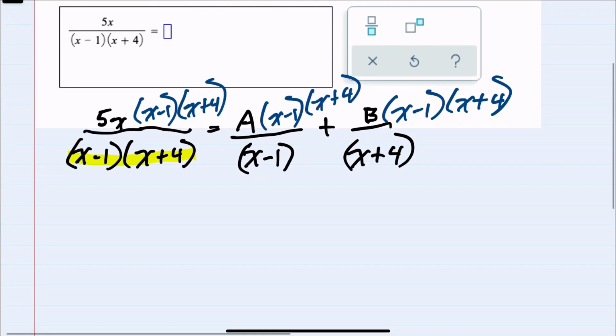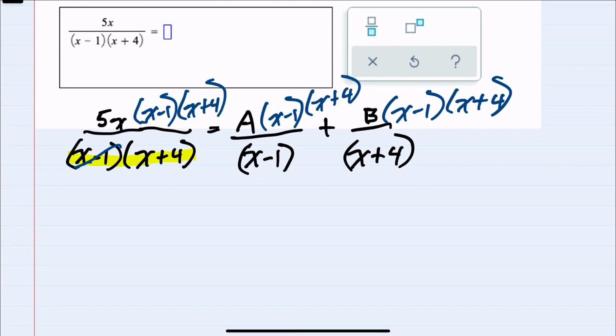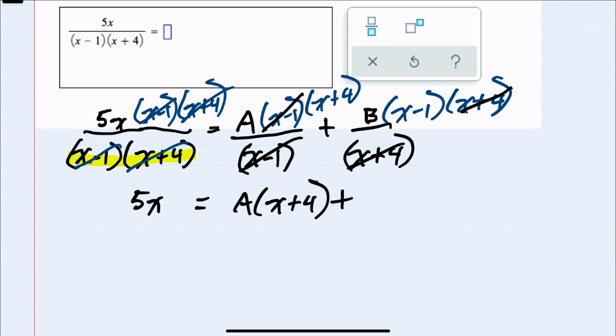And from here, all of these fractions will cancel, leaving me with just 5x on the left-hand side. And on the right-hand side, we also have the x minus 1's cancel, leaving me a times x plus 4. And then the x plus 4's cancel, leaving me with b times x minus 1. And recall, our goal here is to solve for a and b.